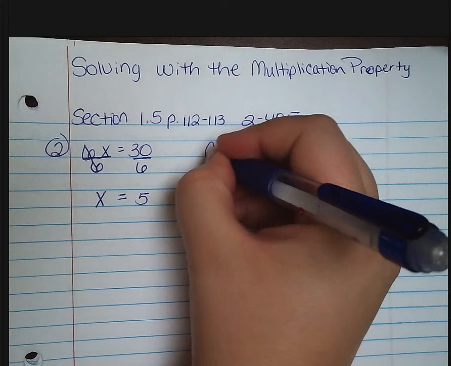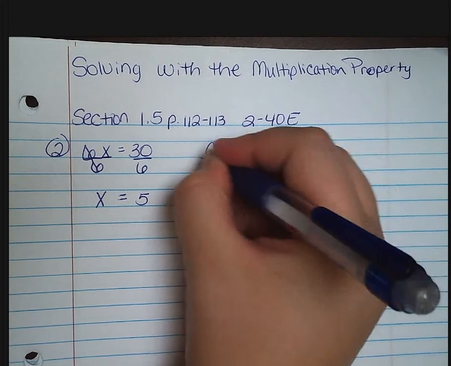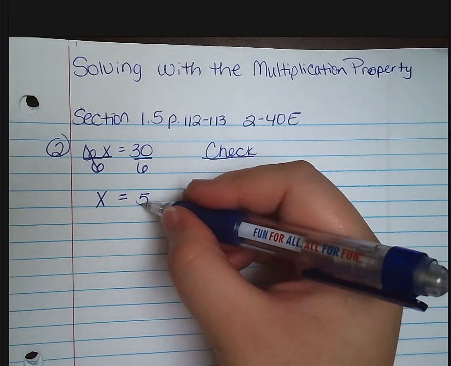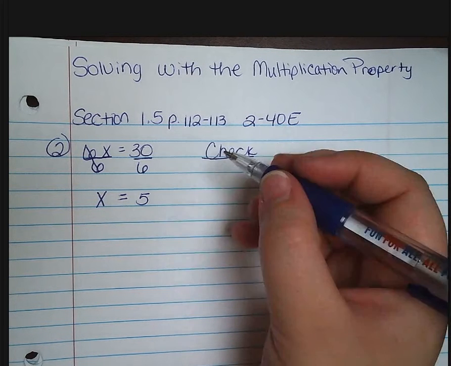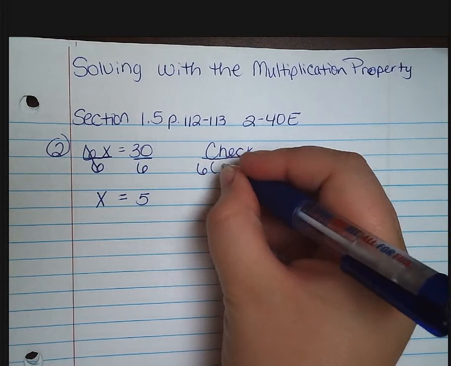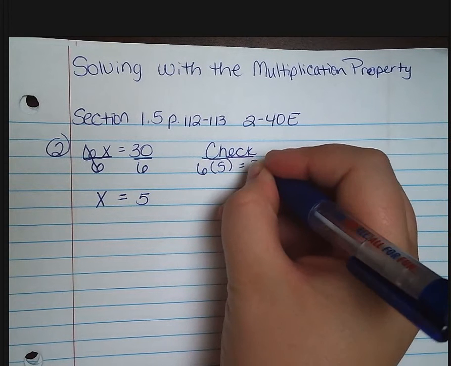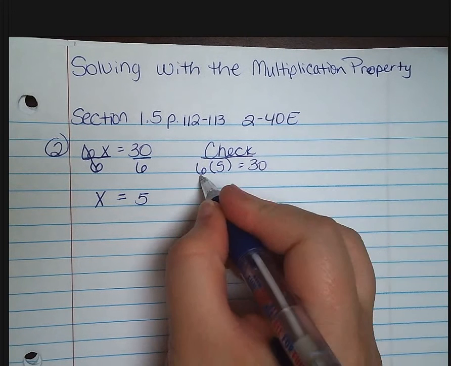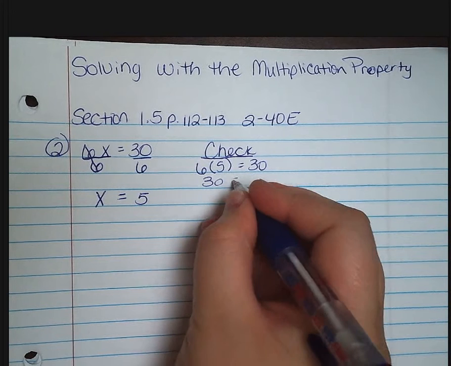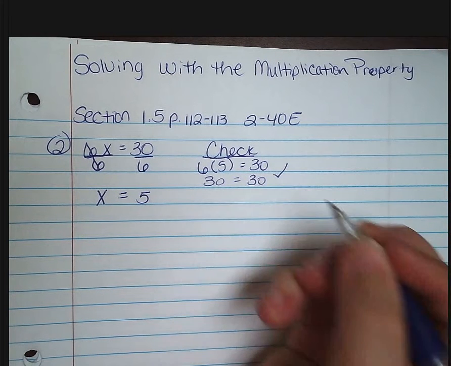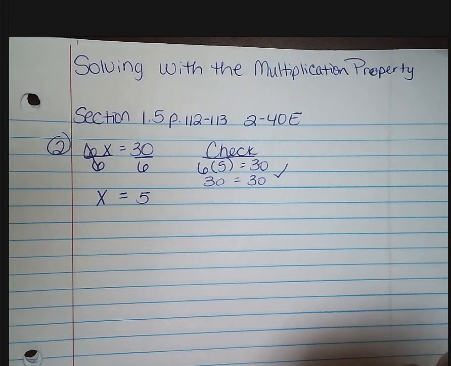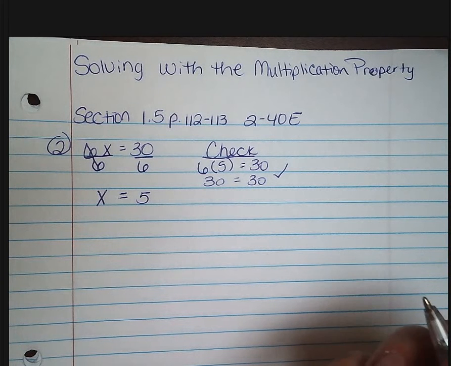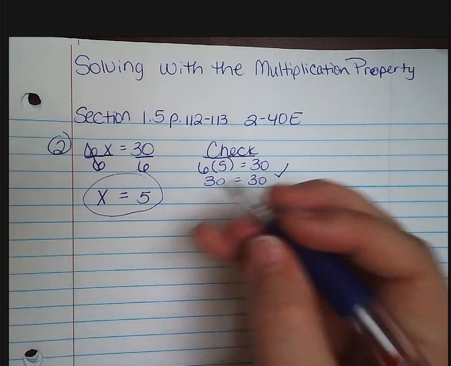Remember, you can check your work simply by plugging in your answer into the original equation where x is. So if I were to plug in 5 where my x is, 6 times 5 gives us 30, which gives us a true statement. So that's problem number 2. Our final answer was 5.